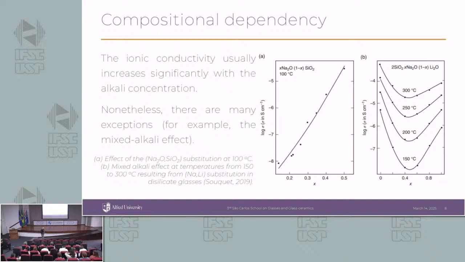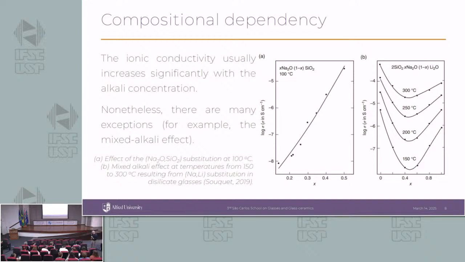Now, composition dependency. From the equation that I just showed you guys, I guess that you would think, you know, if I put more alkali, that is going to be my charge carrier, the glass is going to be more conductive, right? What is the equation dependency again? ZE, that's constant, and mu, right? So if I increase N, I should increase ionic conductivity. Is this always the case, Vinicius?